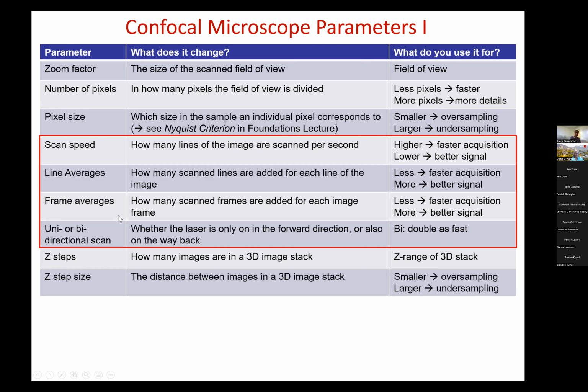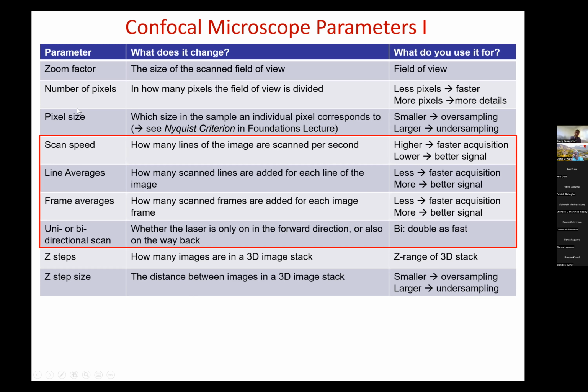You can typically select the scan speed on these microscopes, which means you select how many lines are scanned per second. The typical value would be 400 hertz, or 400 lines per second, or 1,000 lines per second. If you go to a higher value, you are faster in your acquisition. If you go to a lower value, it takes longer, but you also have more time to accumulate fluorescence, so you get a higher quality image.